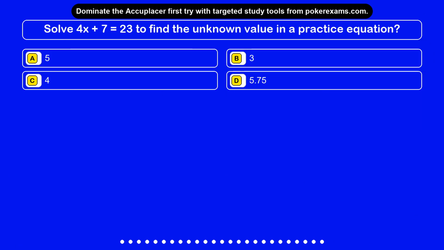Question 7. Solve 4x plus 7 equals 23 to find the unknown value in a practice equation. Option A, 5. Option B, 3. Option C, 4. Option D, 5.75.